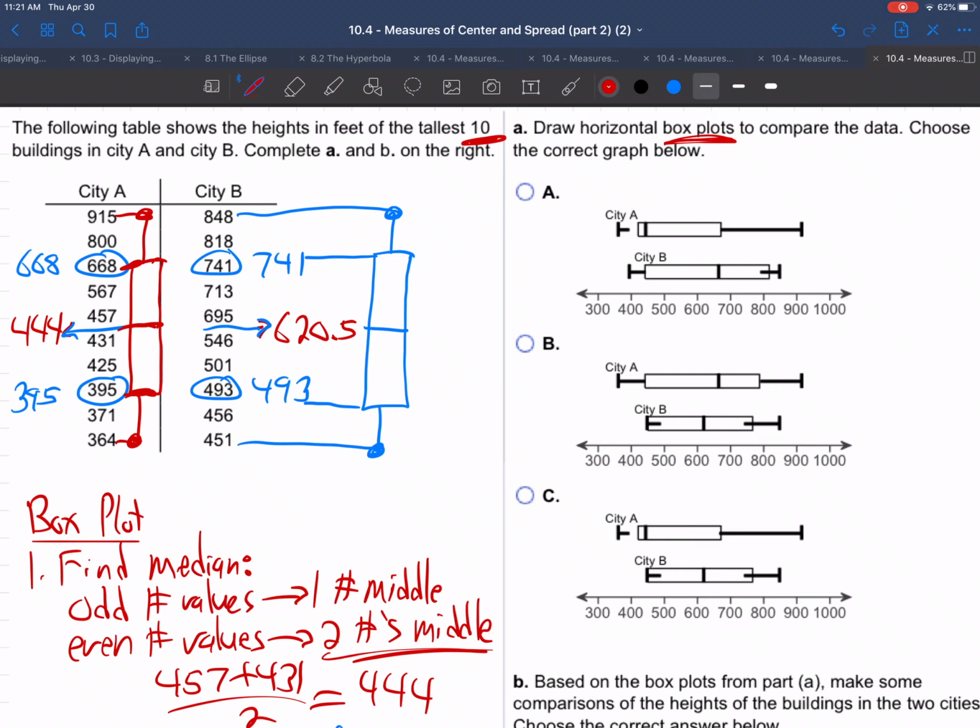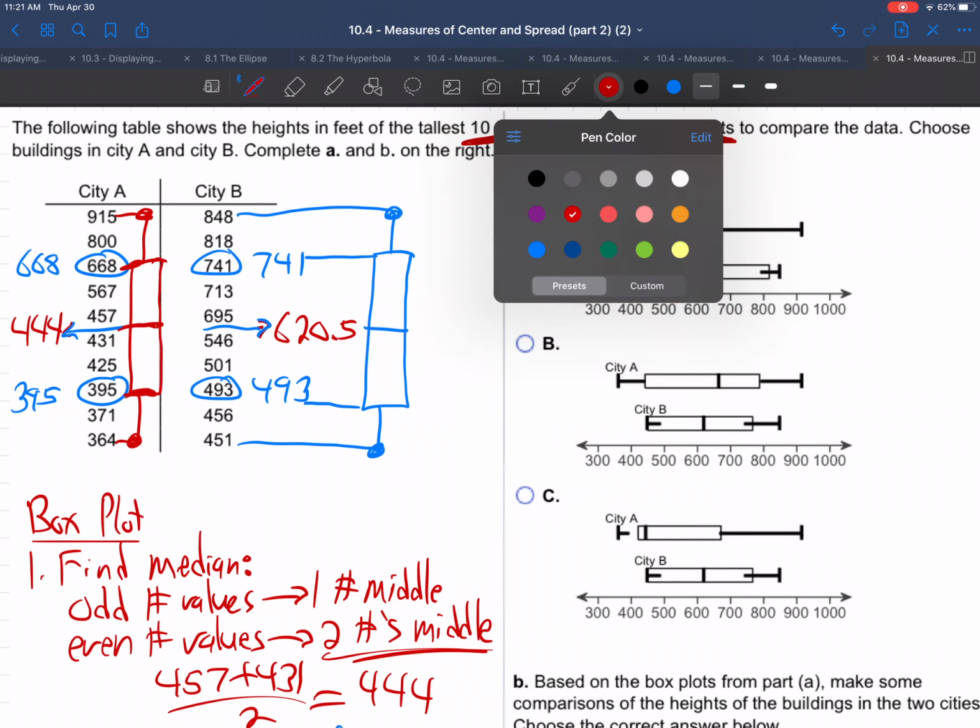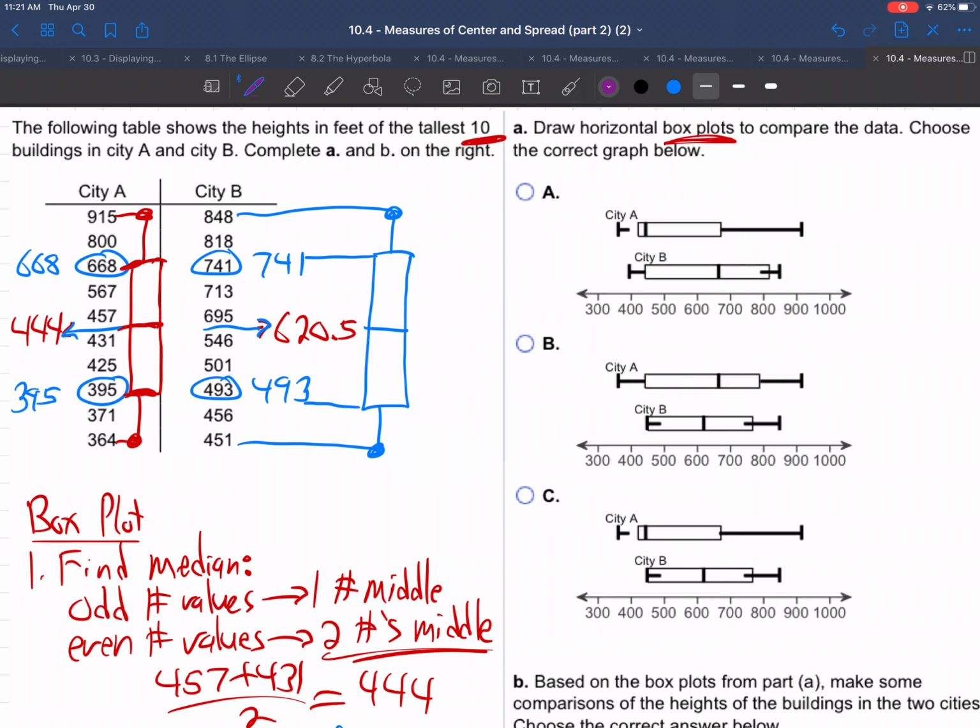Now, which one of these is correct? Let's go think about it. So is it part A? How about A?